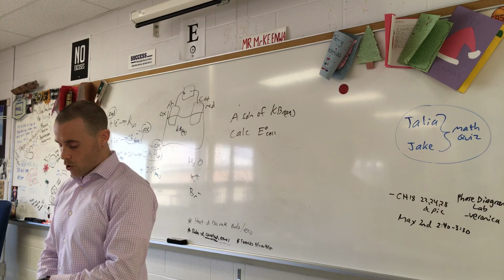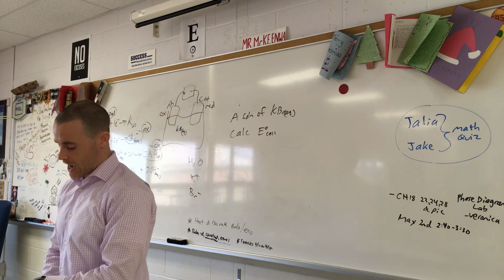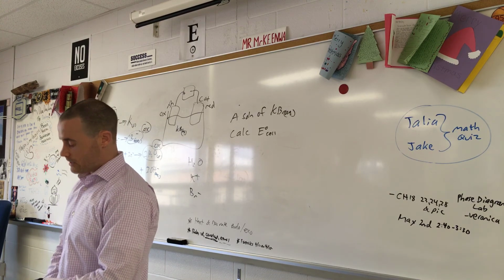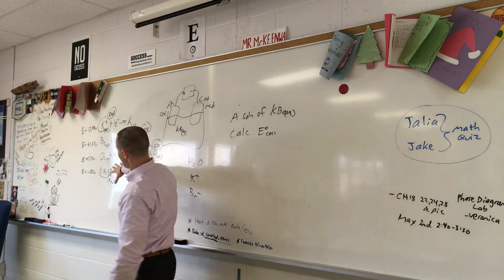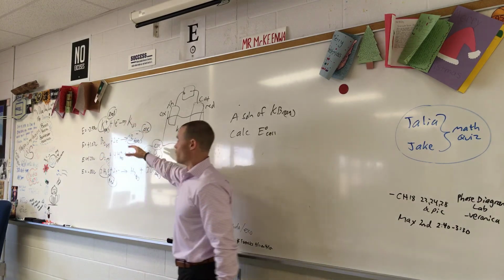The more positive is the cathode. The more negative is the anode. So out of those numbers, that's how we figure it out.